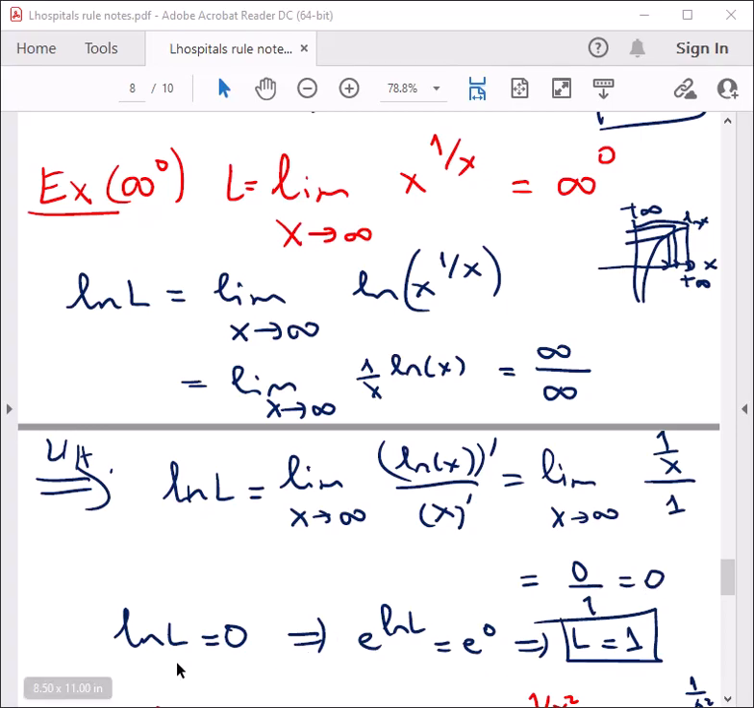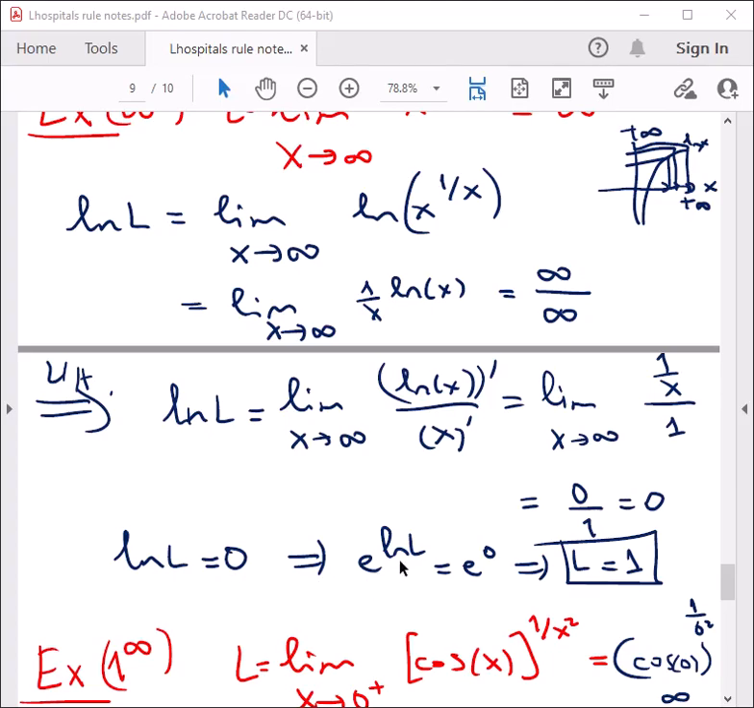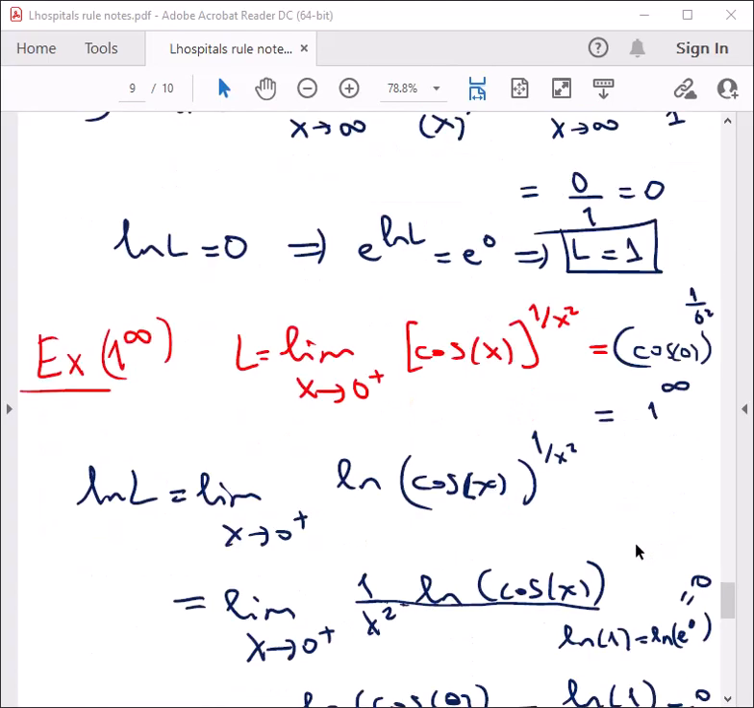But remember, this is ln of the limit. ln of L is 0. Again, write this as e to the ln L equals e to the 0, then L is equal to 1, and we are done. Now, this is another example, but with another exponential indeterminate form, 1 to the infinity. So, this time we want to find the limit of cosine of x to the power 1 over x squared.